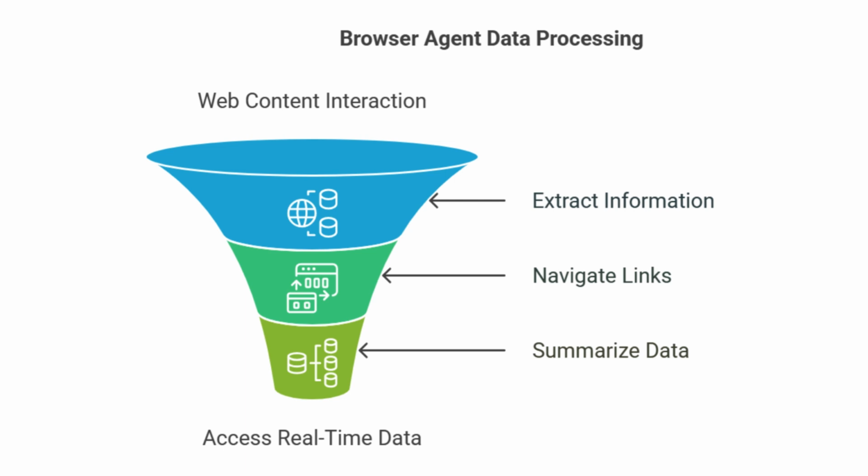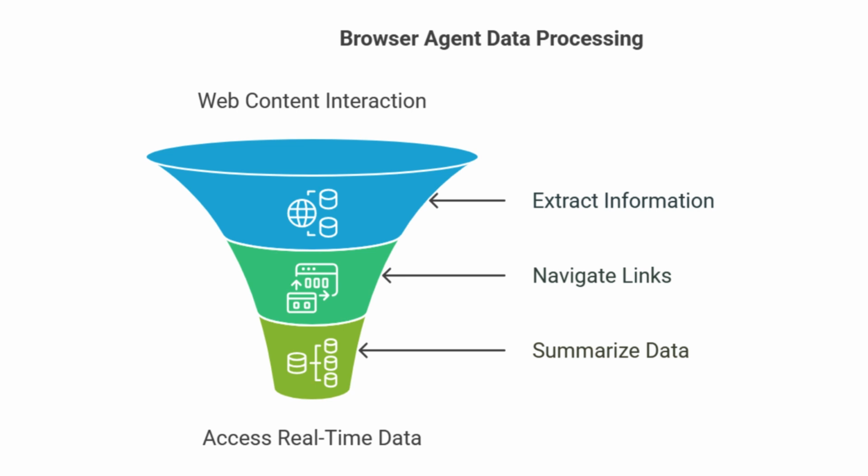Let's look at a few real-world examples. AI News Summary Bot. A user asks, "What are the latest advancements in AI?" The browser agent searches for AI-related news articles, extracts key information from multiple sources, and summarizes the most important updates. The AI then responds with a structured summary of the latest developments, such as, OpenAI releases a new version of GPT-4, or researchers at MIT develop a faster deep learning model, or Google introduces an AI-powered search algorithm.